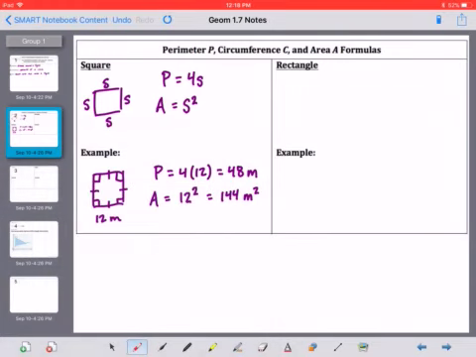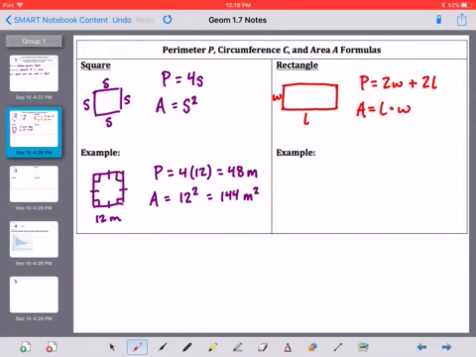All right, let's look at a rectangle. So in order to find the perimeter and area of a rectangle, you need to know the width, which we usually call W, and you need to know the length, which we usually call L. So the perimeter is W plus W, or 2W, plus L, or 2L. The area is just length times width.